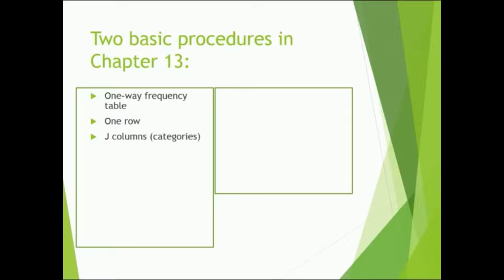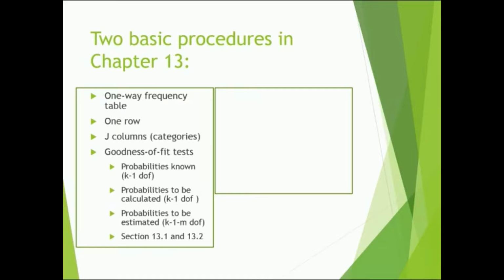Then we're going to look at goodness of fit tests, and we're going to consider three different scenarios. First, where the probabilities are known, and you will see that then we have K minus 1 degrees of freedom. The number of categories minus 1, and that relates to my earlier remark which said what happens in your K category depends on what happens in the preceding K minus 1 categories, because they all add up to N. But then we're also going to look at goodness of fit tests where the probabilities are to be calculated and are not known from the start.